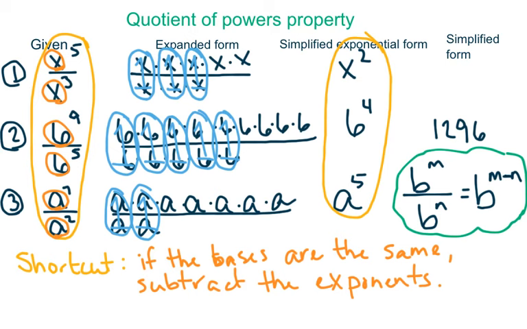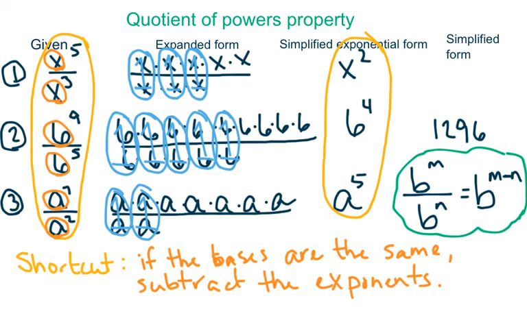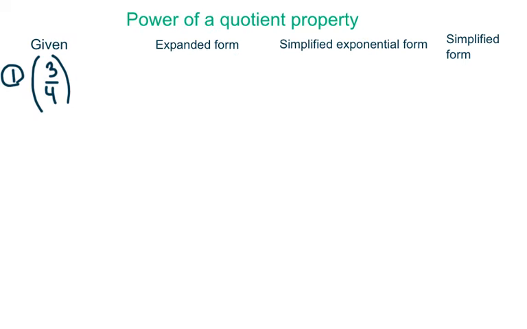Moving on to the next property, so this one was quotient of powers property. The next is power of a quotient property. So the titles are very, very similar. The power of a quotient property looks like this as an example. 3/4 raised to the second power.